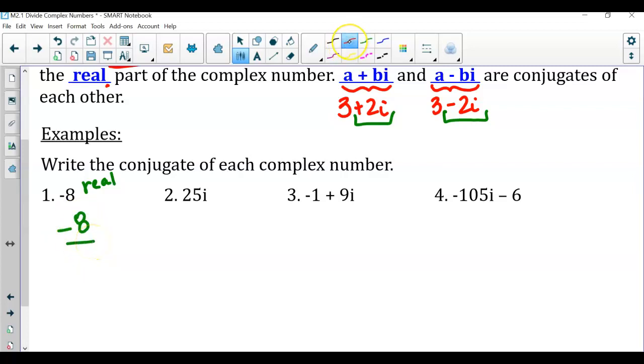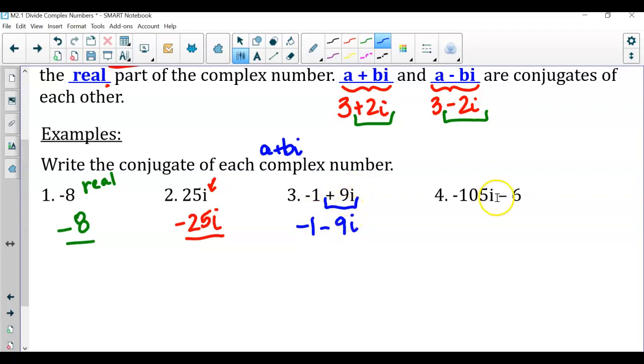But notice how here we have our imaginary, right? Because I have 25i. So this is imaginary. So the conjugate of 25i would be -25i. We're only going to change the sign of the imaginary part. And then notice here, again, remember that the complex number has to be in that a plus bi standard form. Notice how here we do. So only change the sign of the imaginary. So this is -1 minus 9i. Do nothing with the real part, right? But change the sign of the imaginary.